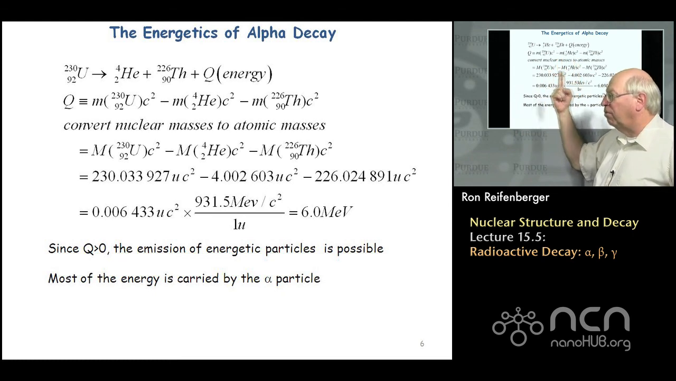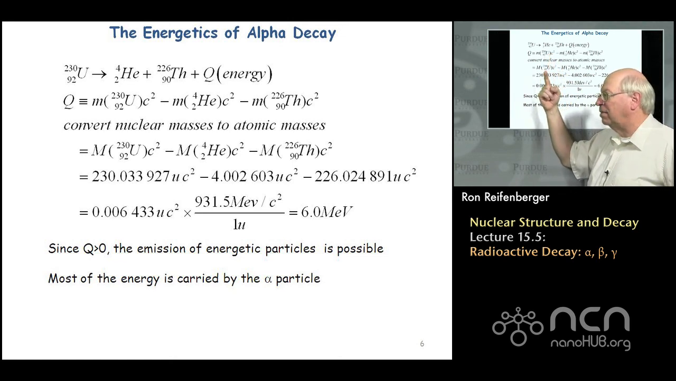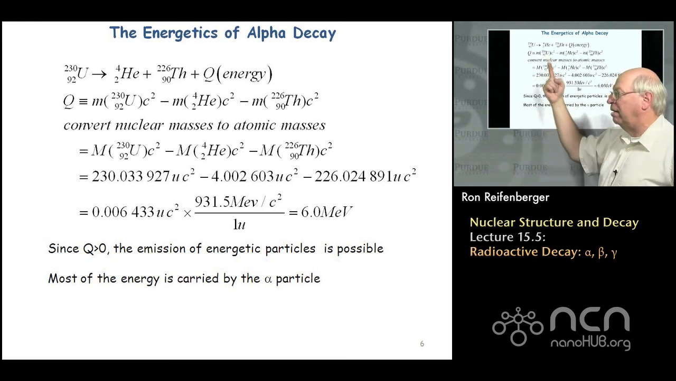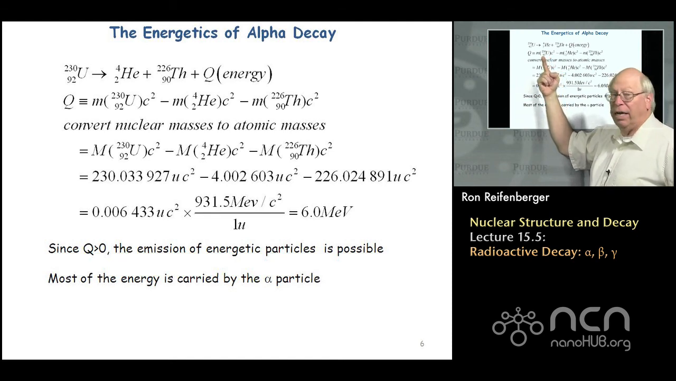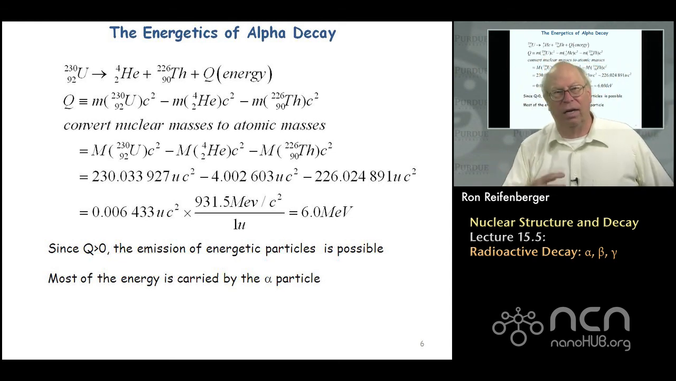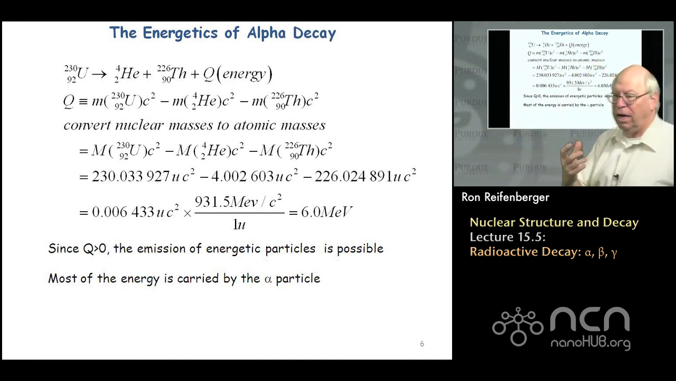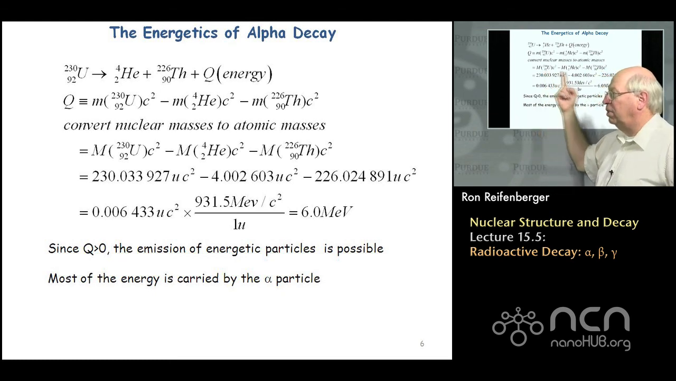In order to perform this calculation, you have to convert these nuclear masses into atomic masses. The atomic masses contain all the electrons associated with these atoms, and it's these masses that are measured experimentally. It's very difficult to measure these nuclear masses because in this case, you would have to strip off, for instance, 92 electrons from the uranium nucleus in order to measure the mass of that uranium nucleus itself. That's very hard to do. It's much easier to measure these atomic masses.